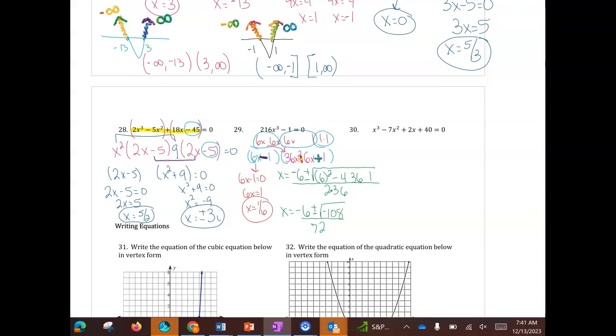And now I'm just going to run 108 through my factor program and just see, are there any factors of 108 that are perfect squares, because 1 is not. And I actually see a couple, but I'm going to choose the largest set, which will be 9 and 12. Sorry, not 9 and 12. What is the biggest one? 3 and 36. So 36 and 3. And then this becomes -6 plus or minus 6 with an i and a square root of 3 over 72.